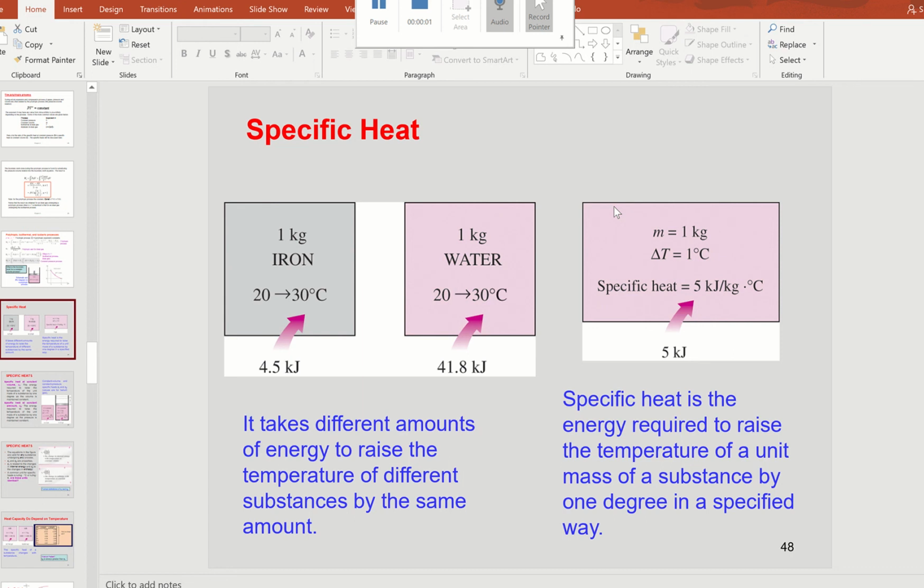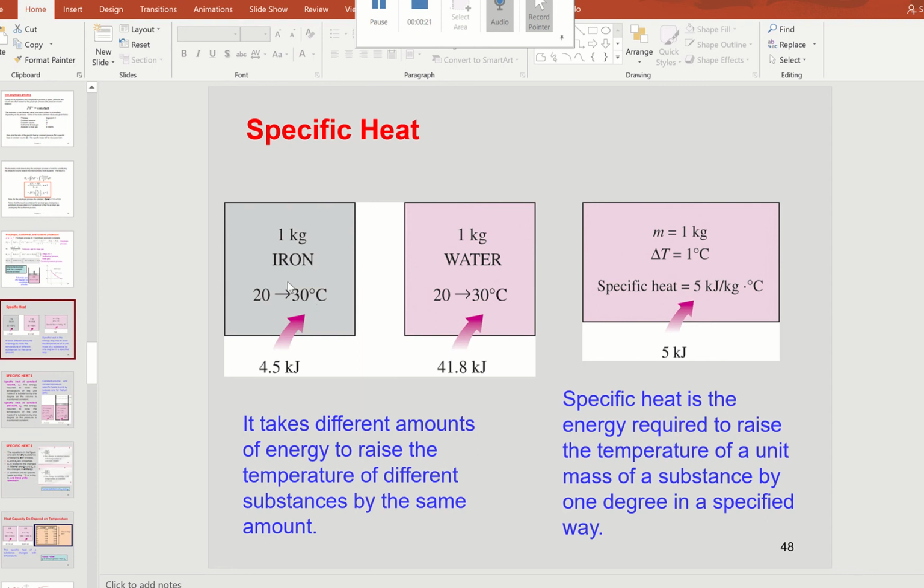For this video, we're going to be talking about specific heat. Well, what is specific heat? It is like the energy required to raise up 1 degree Celsius for 1 kilogram of mass. Okay, so its specific heat would be different for different substances.